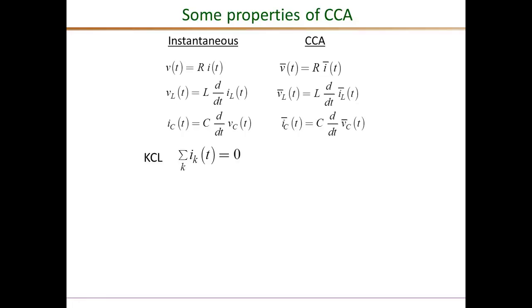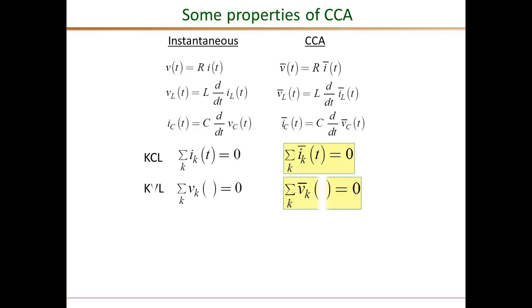We know that the sum of the currents entering a node in an instantaneous sense is 0. That is Kirchhoff's current law. KCL is also equally valid for average currents as well. The sum of all the average currents entering a node at a given time adds up to 0. Similarly, KVL is true both in an instantaneous as well as in an average sense. The sum of the voltage rise or drop going around the loop in an average sense also adds up to 0.